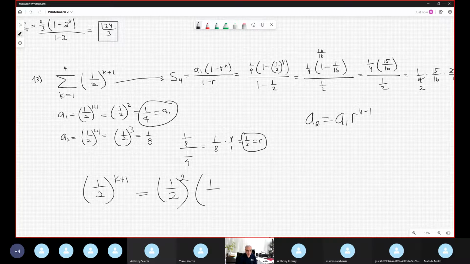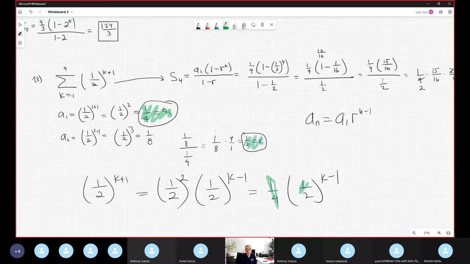And this is 1/2 to the K minus 1, because K minus 1 plus 2 is K plus 1, and this is 1/4 times 1/2 raised to the K minus 1. So somehow you see that the first term is 1/4, look at that, and the common ratio is 1/2. Look at that. It's another possibility.